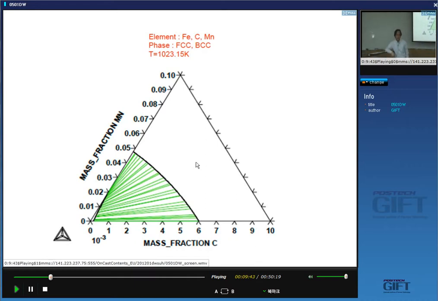That means any combination given by this tie line can be the interface composition during the growth of ferrite into the austenite.